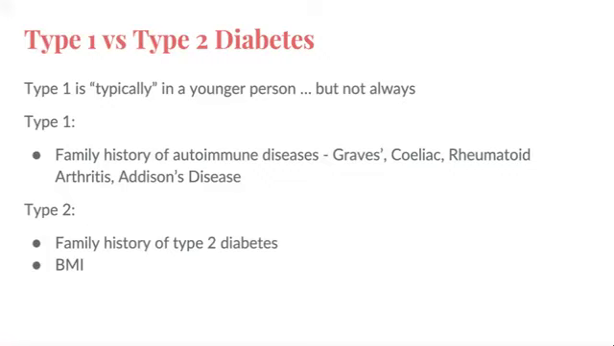In type 1, you particularly want to look at their family history. They might not have a family history of type 1, but they might have a family history of Graves' disease or celiac disease, rheumatoid arthritis, or Addison's disease. The reason is that these are all somewhat related when it comes to autoimmune diseases. So you can ask about these different autoimmune diseases, and if they do have them, that would increase the likelihood that they might have type 1 diabetes as opposed to type 2.